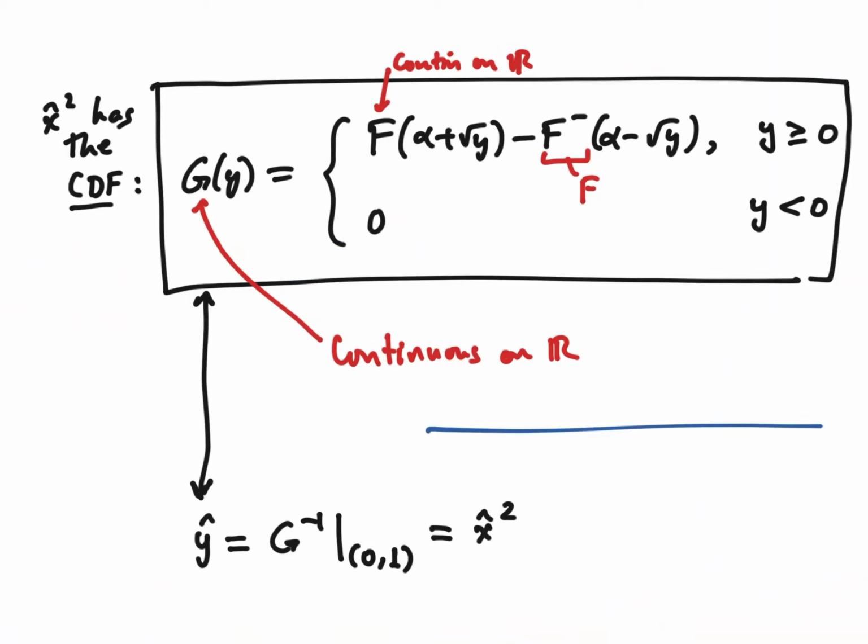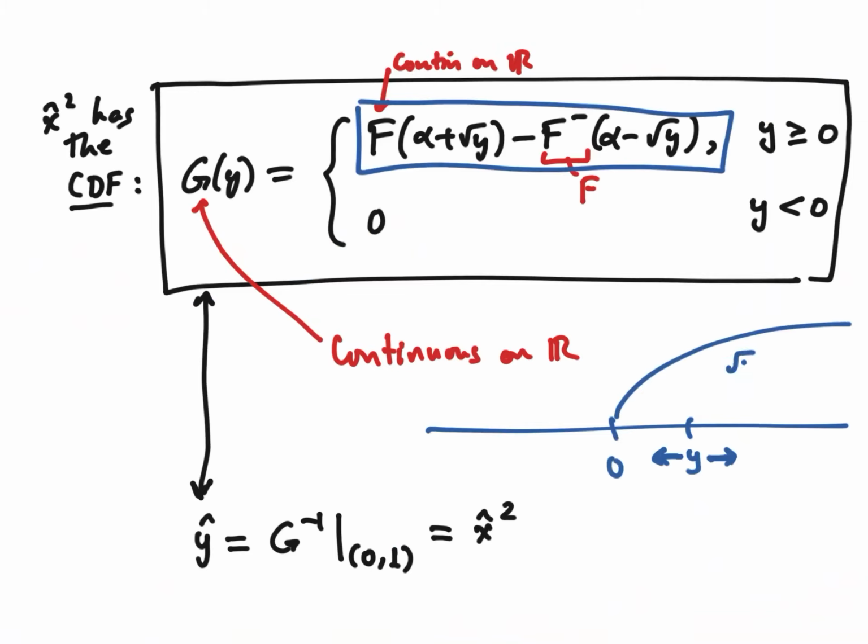The change can be in either direction. You can either increase Y a little bit, or decrease Y a little bit, but stay on the positive side. Because we're on the positive side, it's always going to be this formula that applies, and you can see that that formula changes continuously, because radical Y is a continuous function on the positive side of the reals. So alpha plus radical Y will be changing continuously, and then F of that will be changing continuously. Similarly, alpha minus root Y and F of that will be changing continuously. So certainly, when Y is positive, a small change in Y will lead to a very small change in G.